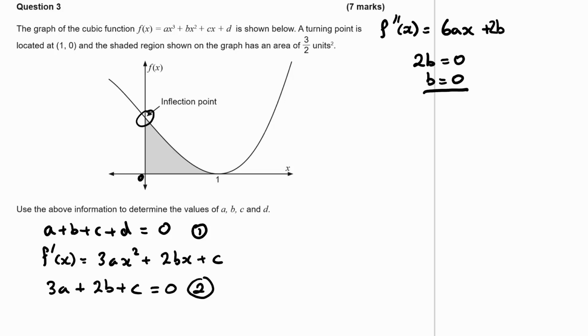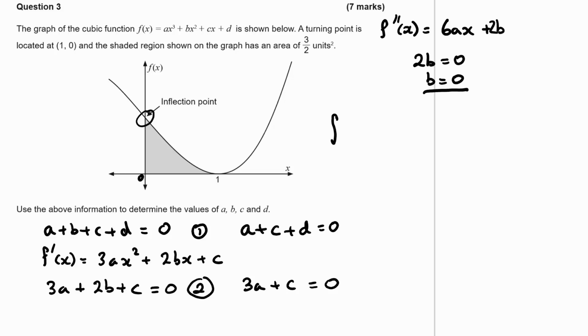And we can use that to update 1 and 2. So that 1 would become a plus c plus d equals 0. And 2 would become 3a plus c is equal to 0. Let's see what information we can get from the area.